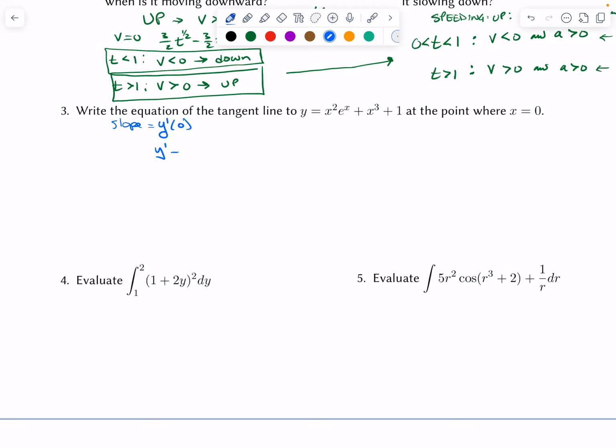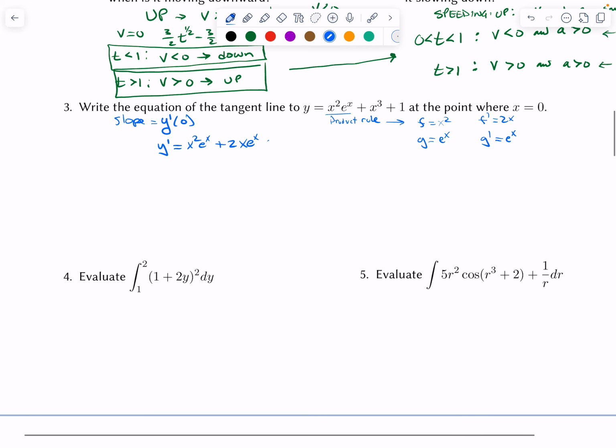So y prime, got to use the product rule here. So here's the product rule. Just to remind you, here's how this works. We have f is x squared, g is e to the x, f prime is 2x, g prime is e to the x. And so the product rule, you're going to get f times g prime plus f prime times g.